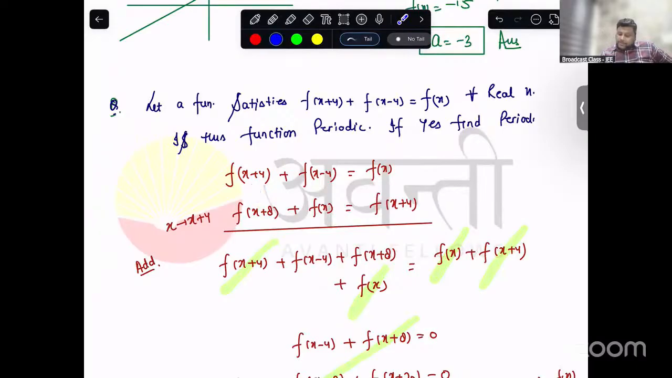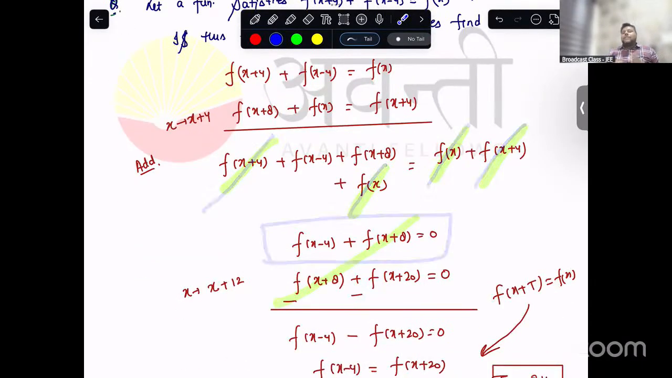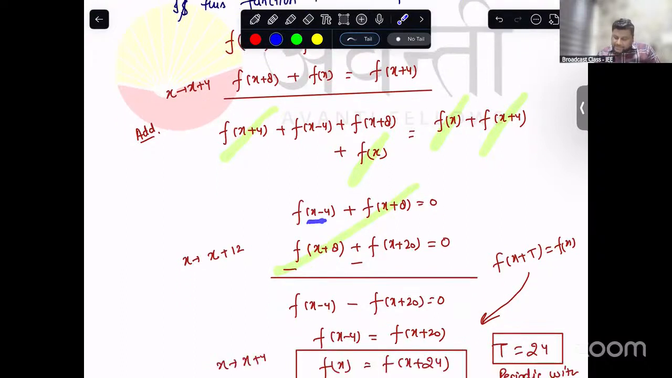Yes. Now if you add the two equations, this plus this is equal to this plus this. You realize f of x cancelled, f of x plus 4 cancelled. So you got this equation. Now I want it in the form like f of x equals f of x plus T. So I do it again. Now I replaced x by x plus 12. Why did I do it? So that I can get these two things in and I can cancel them. Got it?